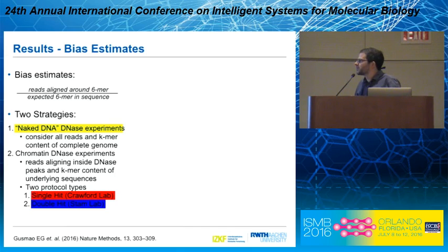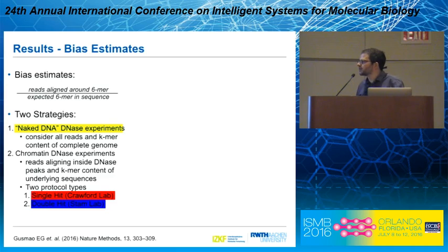But there are actually two strategies for how you can measure this. One is by using naked DNA experiments. So these are DNase experiments where there was no chromatin around. But the other approach is simply to use the experiment that you are looking at. So the DNA is in a chromatin context in one particular cell. And what you do usually is that you look at the peaks, and then you only do the statistics inside the peaks because these are the only accessible regions.